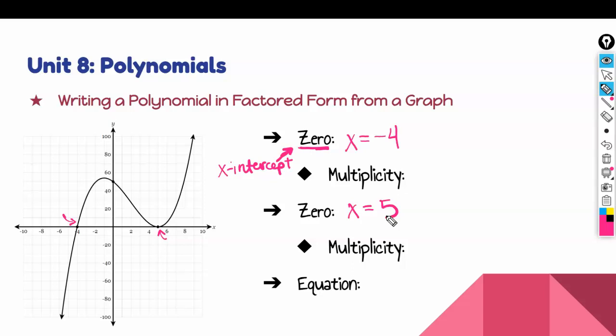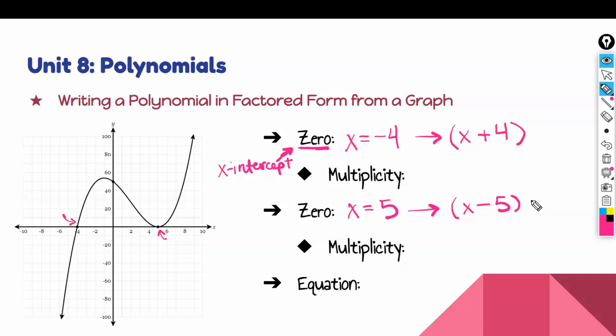When we have the 0, we are going to change it into a factor, meaning we're going to change it to a set of parentheses with an x plus or minus some number. Now, if x equals -4, then remember that when it goes inside the parentheses, I'm going to switch that sign to x plus 4. So for my 0 x equals 5, positive 5, when I rewrite it as a factor, I'm going to rewrite it as x minus 5. Hey.